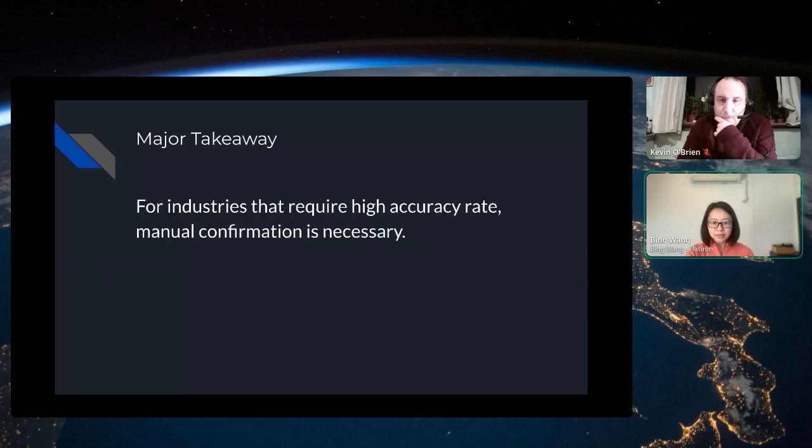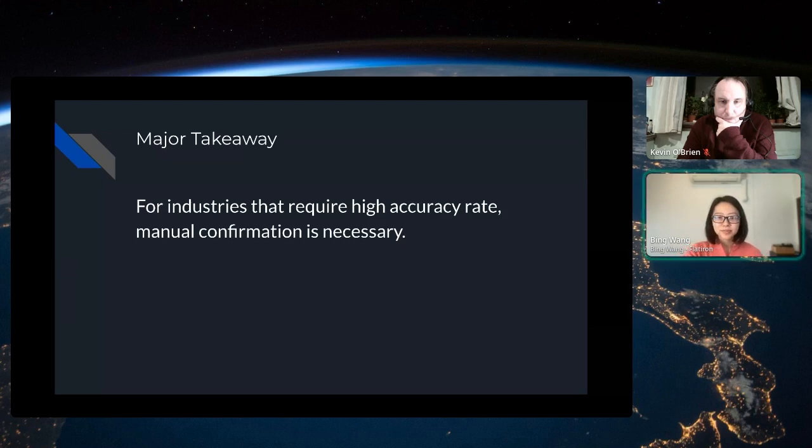Yeah, and this probably applies to a lot of the industries. When it comes to if you require high accuracy rate, manual confirmation is definitely still necessary to use the result of these OCR models.